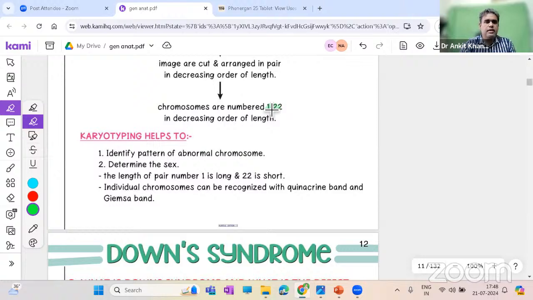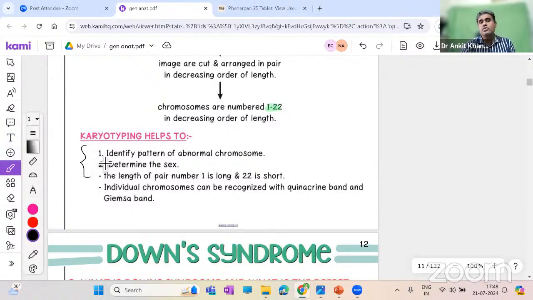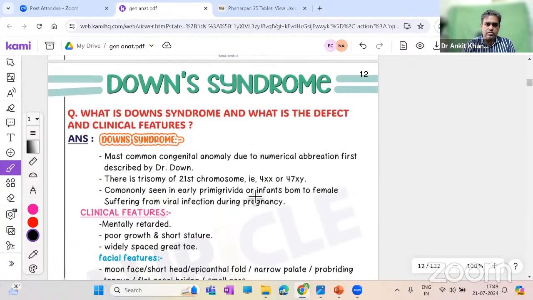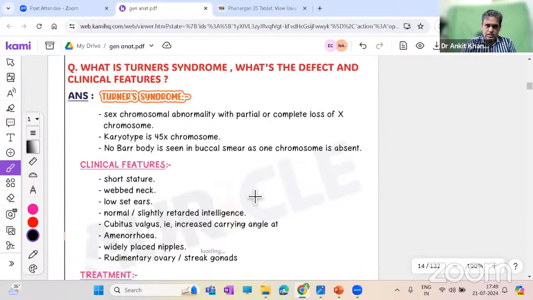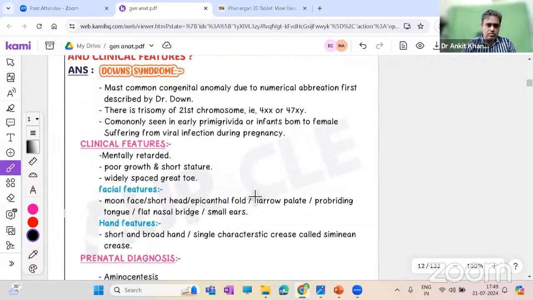Karyotyping helps to identify the pattern of abnormalities. So these are the benefits. Why do we do it? You have to see any abnormal chromosome, some chromosomal defects, and obviously in many cases gender disorders might be there. So determination of sex is also helpful. There are a few syndromes like Down syndrome, Klinefelter, and Turner syndrome. These are three basic, very famous syndromes which you should know.